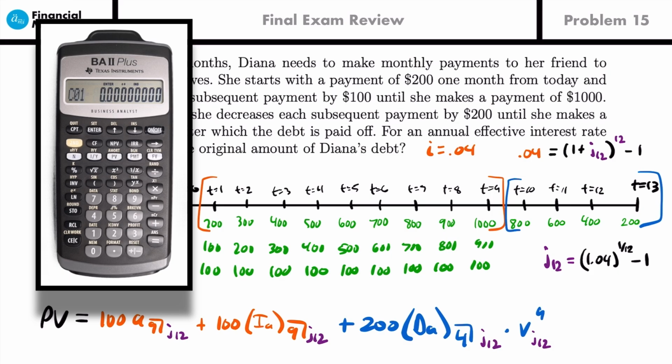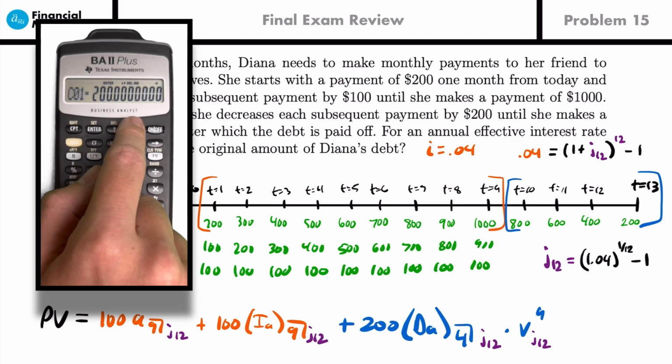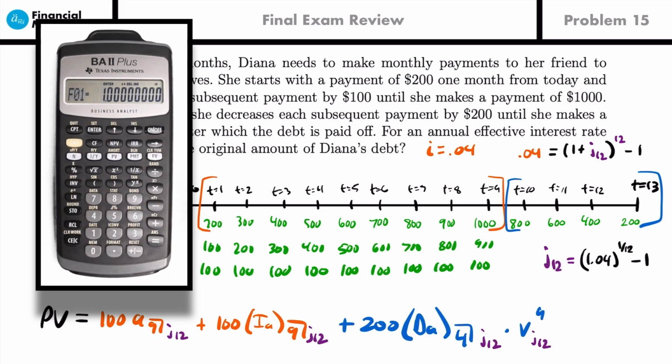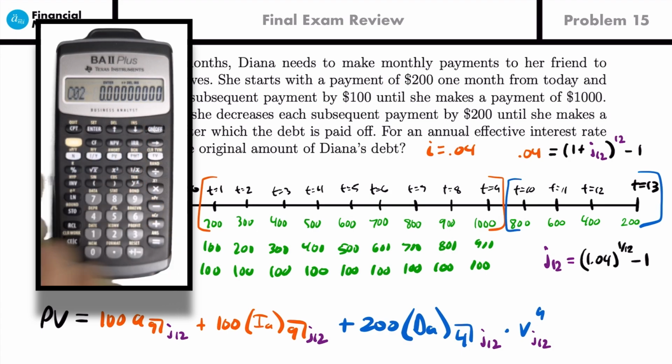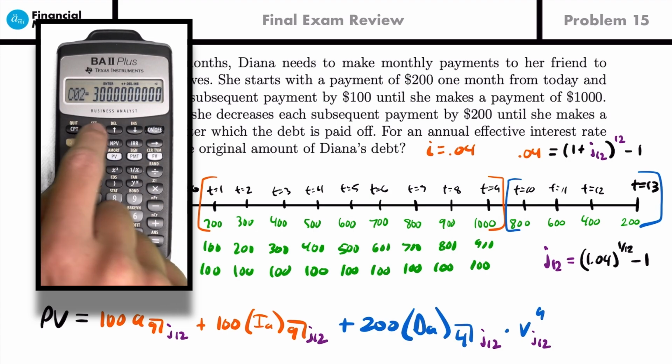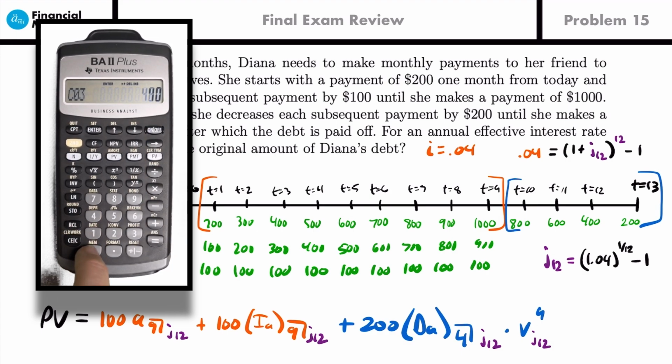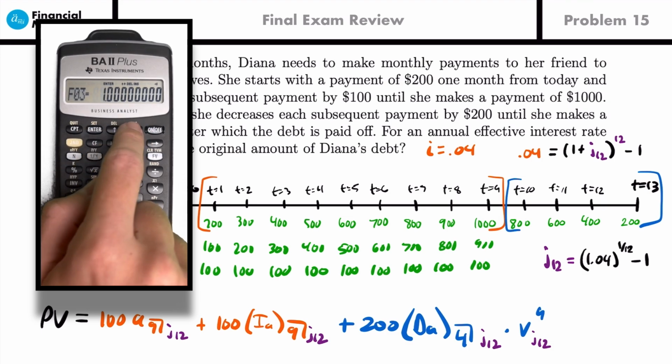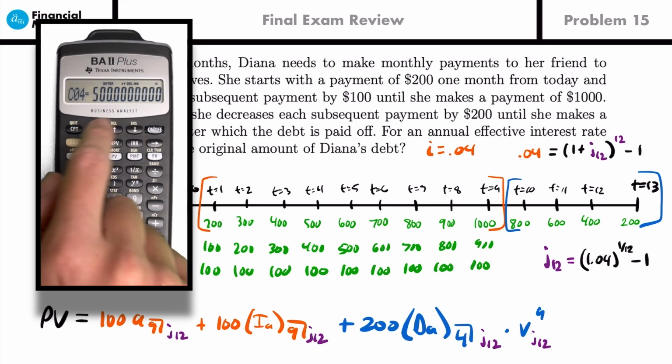Okay, so I'm going to go through this pretty quick to kind of show you how fast this can be. So C01 is 200, hit enter, go down, leave all of the frequencies at 1. None of them are happening more than once. All of our cash flows are happening one time, so leave the frequency alone. But then go down to C02, where we'll have 300, enter. C03 is 400, enter. C04 is 500, hit enter.